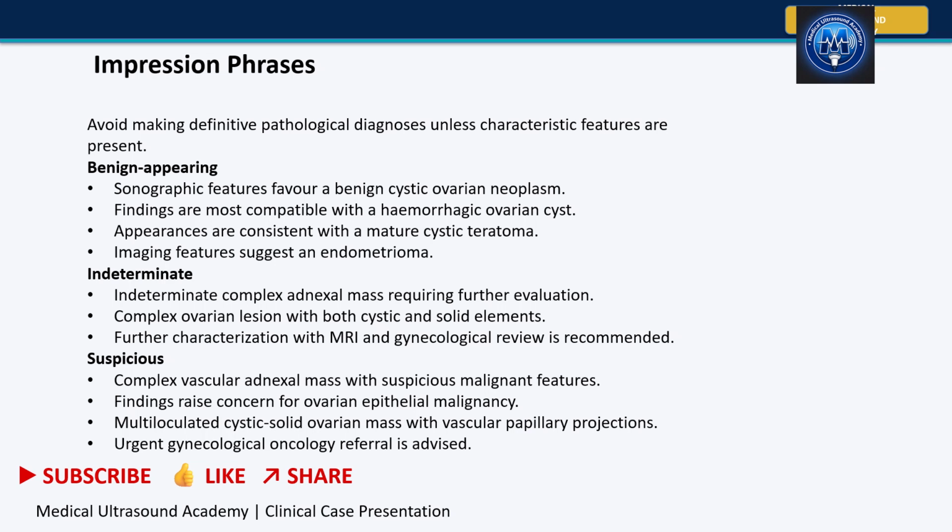Impression phrases: avoid making a definitive pathological diagnosis unless characteristic features are present. Benign appearing, sonographic features favor a benign cystic ovarian neoplasm. Findings are most compatible with a hemorrhagic ovarian cyst. Appearances are consistent with a mature cystic teratoma. Imaging features suggest endometrioma. Indeterminate complex adnexal mass requiring further evaluation. Complex ovarian lesion with both cystic and solid elements. Further characterization with MRI and gynecological review is recommended.